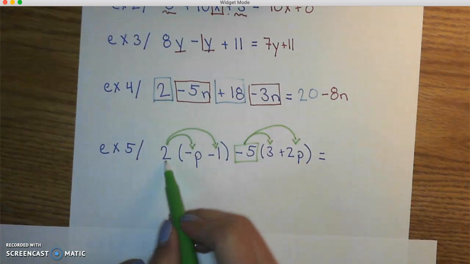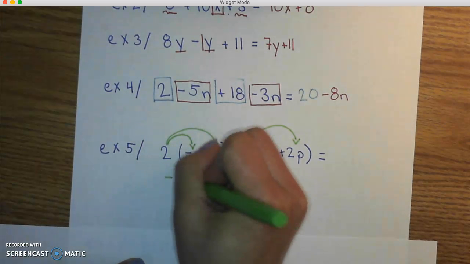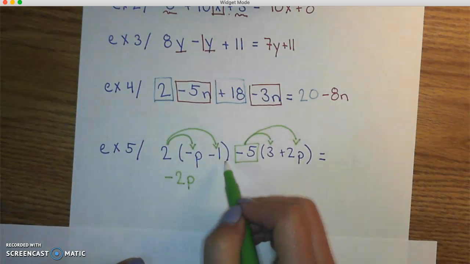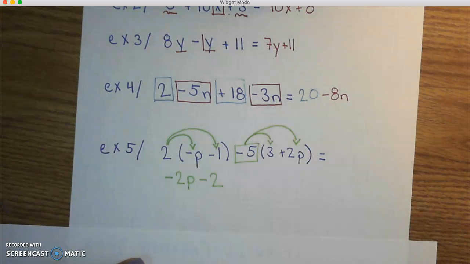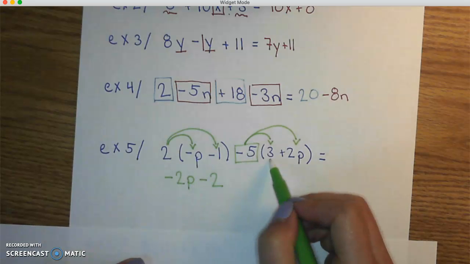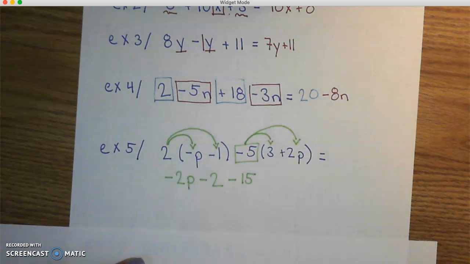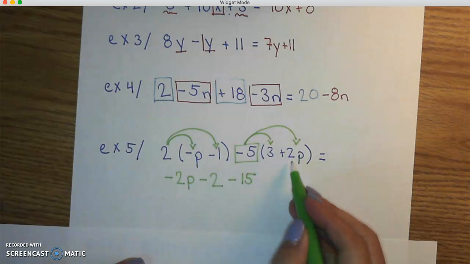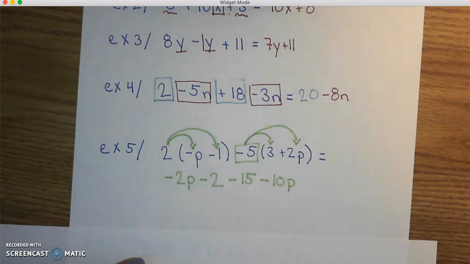What's 2 times a negative p? That's just negative 2p. 2 times negative 1 is negative 2. The first part is done. The second part, what's negative 5 times 3? Negative 15. Negative 5 times negative 2p? Negative 10p.